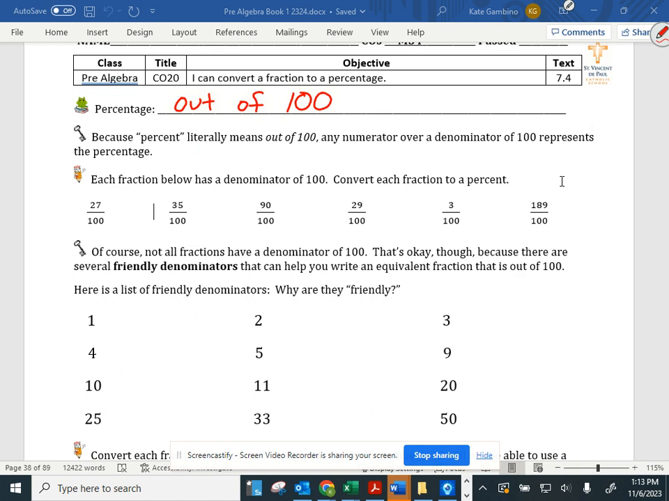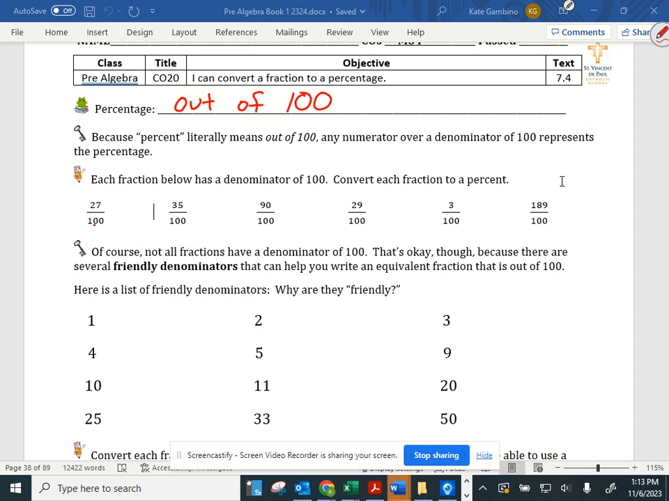So because percent literally means out of 100, any numerator over a denominator of 100 represents the percentage. So if our denominator is 100, then that numerator is the percent. So each fraction below, now these ones are easy. Each of these, they're already over 100, right?